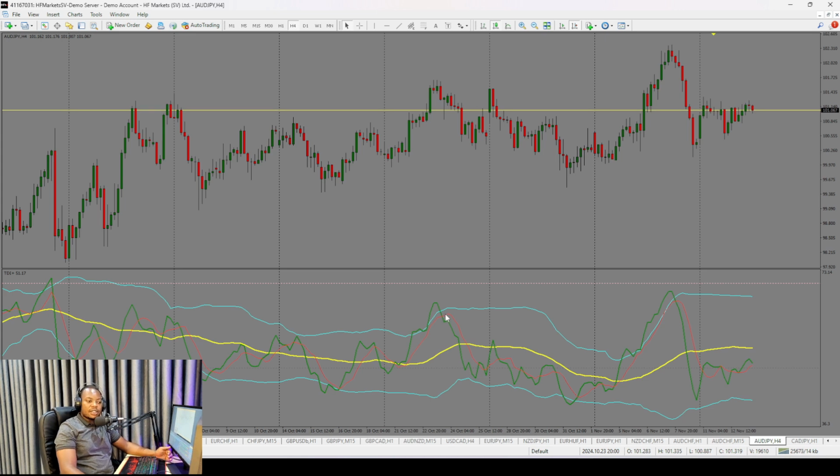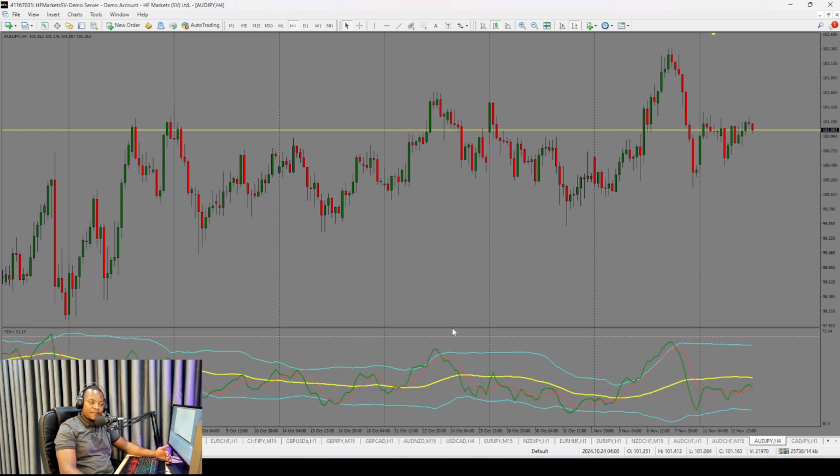So our entries are going to be when we see this particular shark fin on the H4 time frame. It actually shows us a higher probability point of midweek reversal. And from the midweek reversal point, our entries will be seen on the H1 time frame.